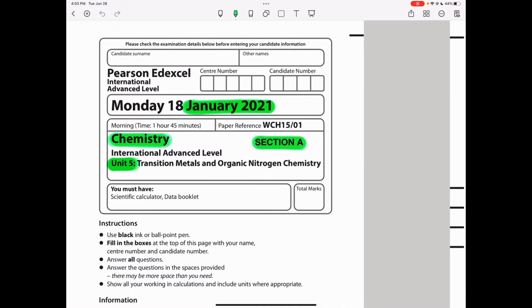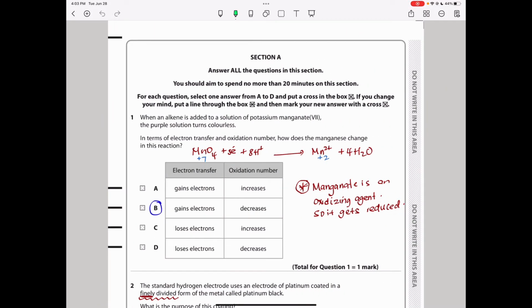So let's begin. So Section A, the first question says, when an alkene is added to a solution of potassium manganate 7, the purple solution turns colorless. In terms of electron transfer and oxidation number, how does the manganese change in this reaction?